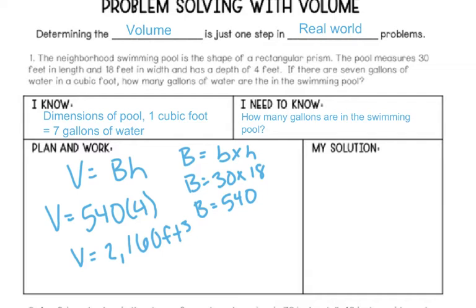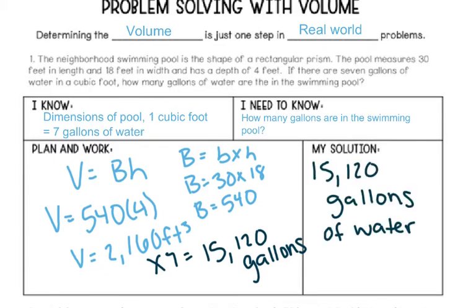And the question says how many gallons are in the swimming pool. And so far I haven't really done anything with gallons. All I've done is found the cubic feet, the volume in feet. So now we need to take that and multiply it by 7 to find out how many gallons. Since I knew the unit rate was 1 cubic foot is 7 gallons of water, I multiplied by 7 to get a total of 15,120 gallons of water. That is the end of question 1.